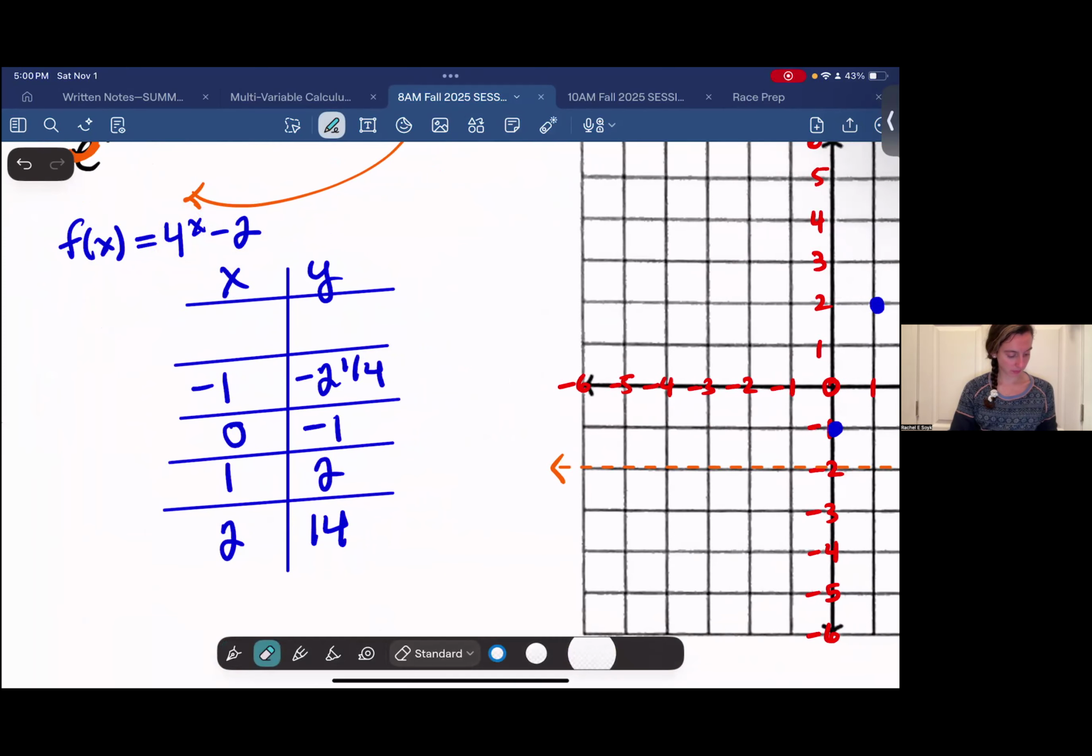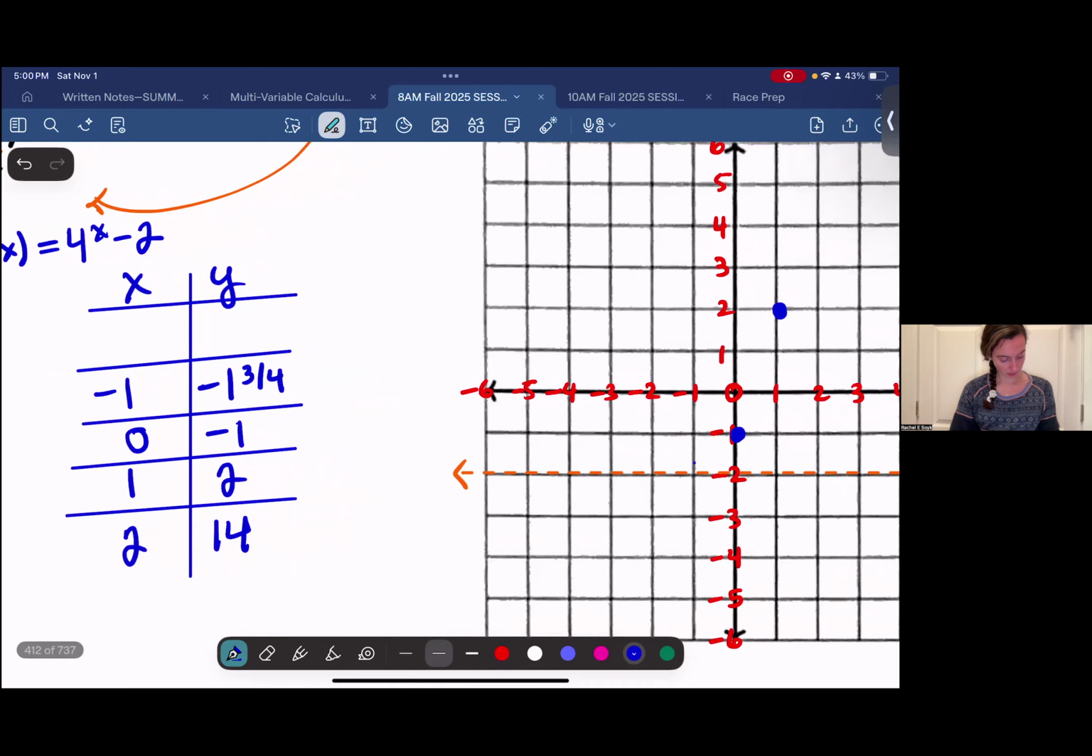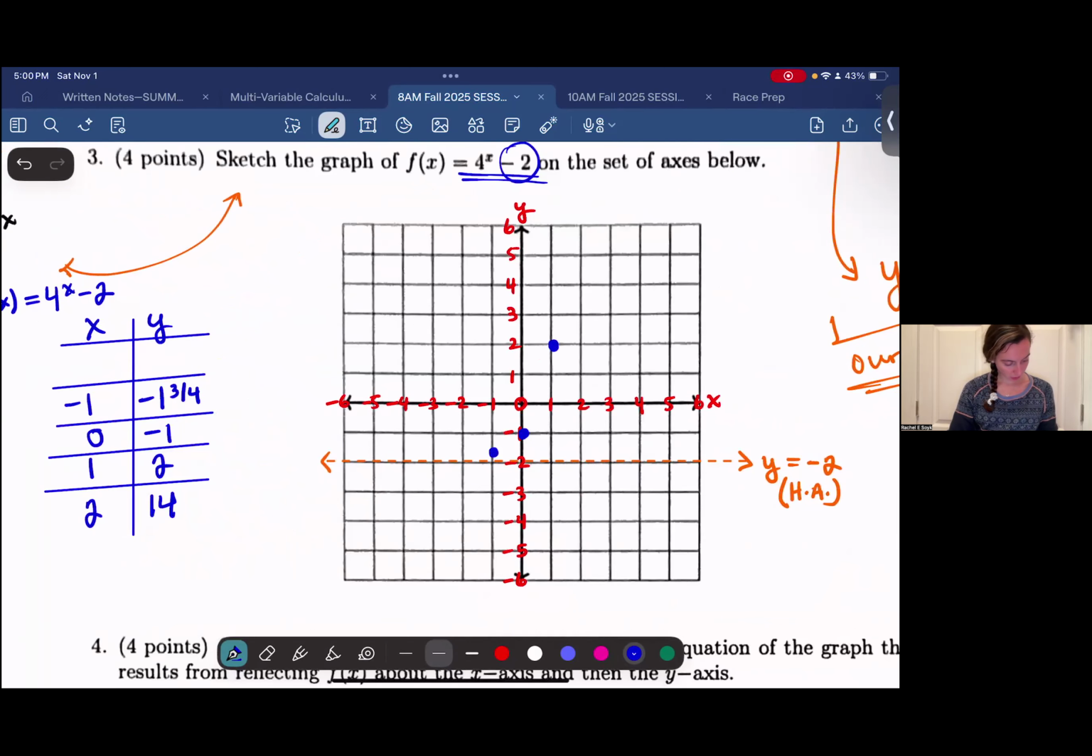So, little mistake. Yeah, it can't be past -2 because then that asymptote defeats the whole purpose. So -1 and 3/4, which is very close to -2, but it's never going to hit it. And so now let's sketch out our function. Don't forget to name our function. Our f of x is equal to 4 to the x minus 2. Put in your arrows, and then we are done.